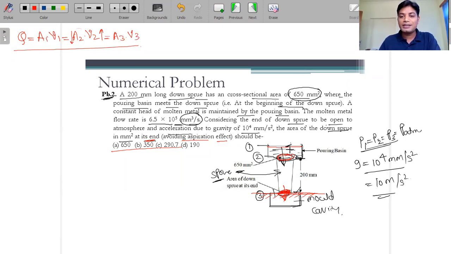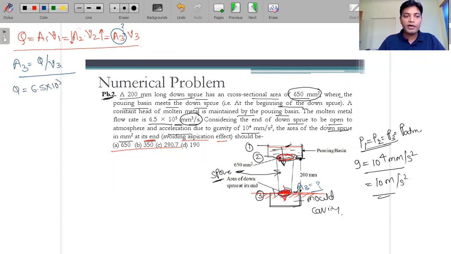Now let's see what we have to find out. We have to find out the area at the end, that is A3. If I simply use this equation, then A3 will be equal to Q by V3. And Q is the volume flow rate, which is given to you: Q equals 6.5 into 10 raised to power 5 mm³ per second. So just calculate the value of V3, put it over here and get the value of A3.